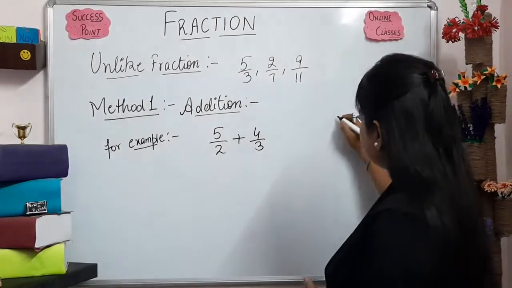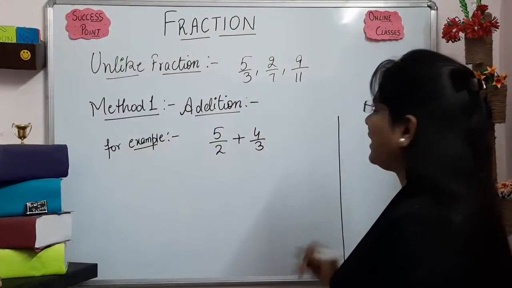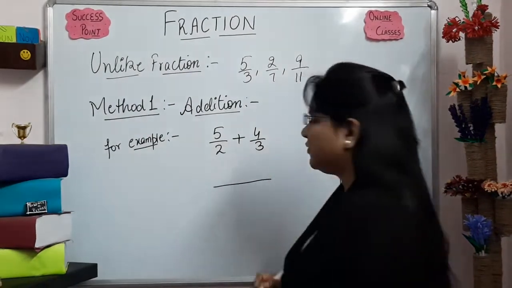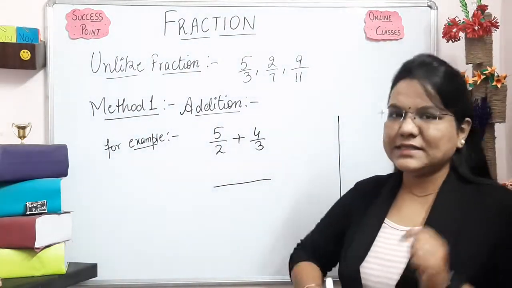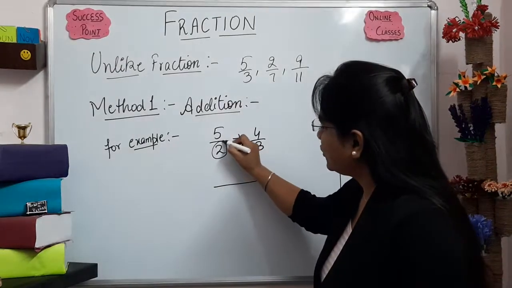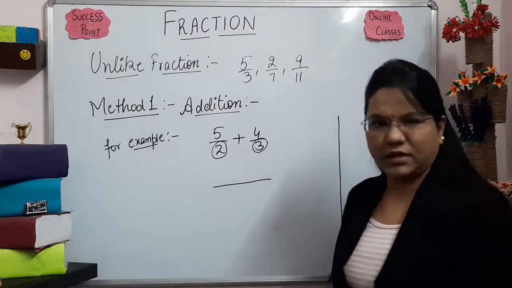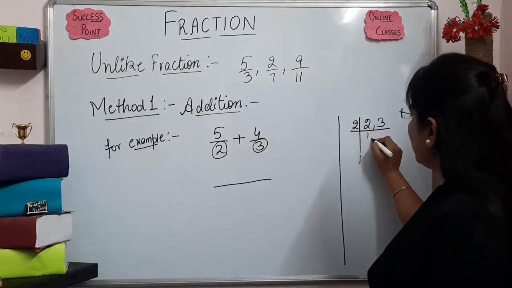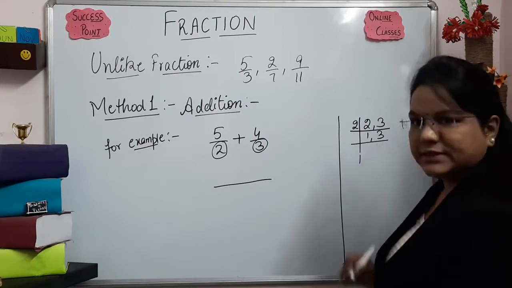Okay, so what is the first step? This line we will use for rough work. We have to first find the LCM. Okay guys, so we have the numbers 2 and 3. Let's circle them and take the LCM. Let's divide with 2: 2 ones are 2, and 3 will remain the same.